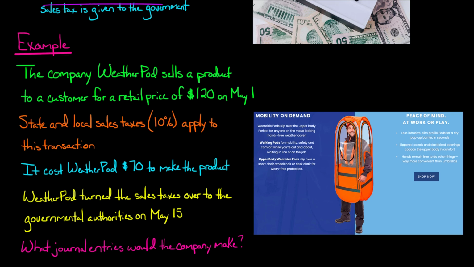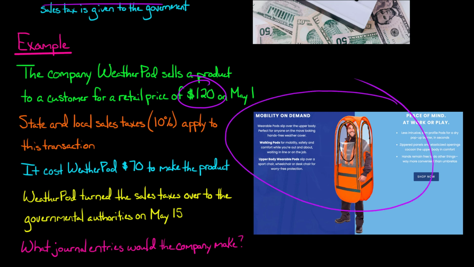Let's say the company WeatherPod sells one unit of one of their products for a retail price of $120. When I say retail price, I mean this is the selling price of the product, which as you can see here is some kind of device that you wear to prevent getting rained on. Wouldn't recommend walking into a business meeting wearing that, but hey, who am I to judge?